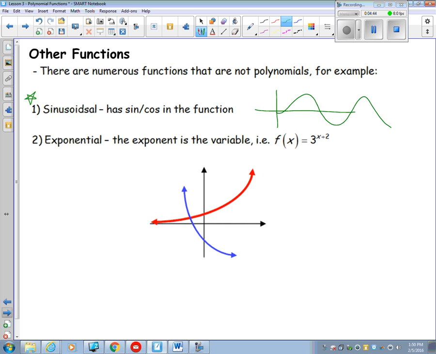A second type, an exponential equation. In this form, the exponent is the unknown right there. We can't have that for polynomials, where your exponent has to be a whole number. Well, x is a variable, so that is not a polynomial. And their pictures look like these ones down here. So they either go up to the right or they go down to the right. Those are the only two choices for exponential.